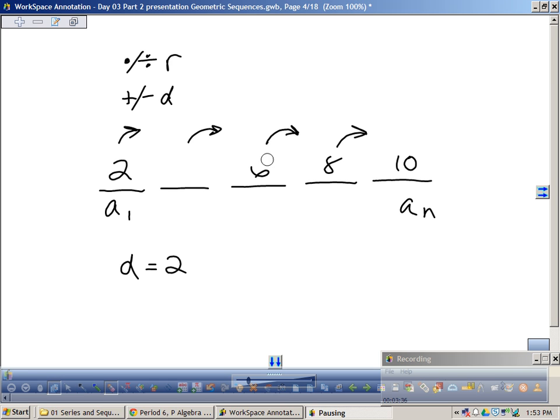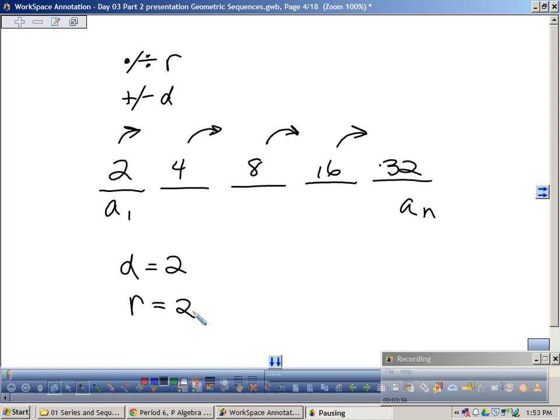Now let's change it. If I said 4, and then 8, and then 16, and 32, I'm no longer adding, I'm multiplying. So instead of using d, I would use r, but it's still 2. Does that make sense? If I see the letter d, I know, oh, this one's arithmetic. We're adding or subtracting. If I see r, I say, oh, this one's geometric. We're either multiplying or dividing. So there's the difference between those two letters.